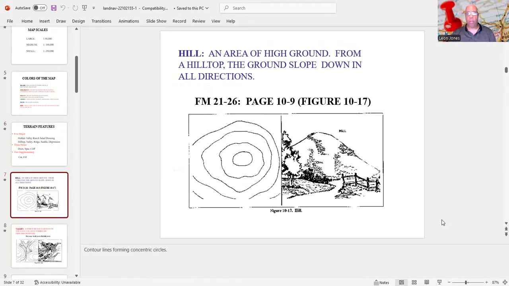As I move on, I want to talk about the hill. It's an area of high ground. From a hilltop, the ground slopes down in all directions. So you see the hilltop right here. Then you go ahead and you see the contour map. Where you have the smallest circle, that's your highest elevation. And if you look at it, I'm looking at it from the top down. What's happening? It's increasing. It has a hill. Your hill is right at the top, your peak.